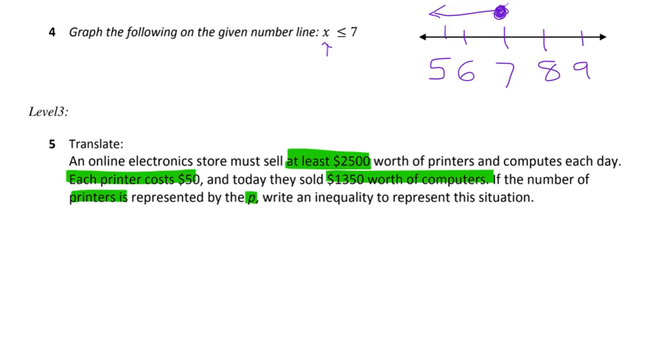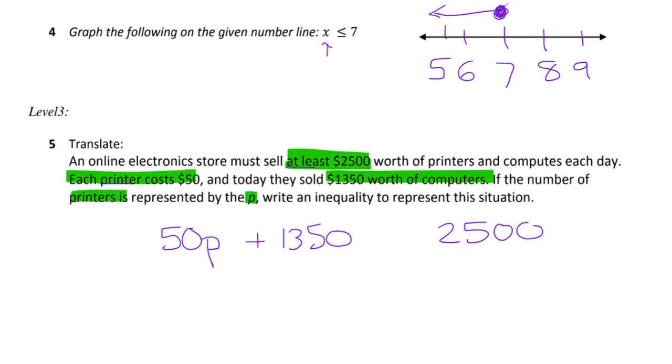All right. So let's start with the letter P. Now that I know P stands for printers, I go back in the problem and I figure out where we were talking about printers, right here. Each printer costs $50. So I know when we're talking about each printer, the cost will go up and up the more printers I have. That's going to be multiplying. And it looks like they sold printers and computers. So here are my printers, and they sold computers. So it looks like we're going to add those 2 up. And I know that it has to go to at least 2,500.